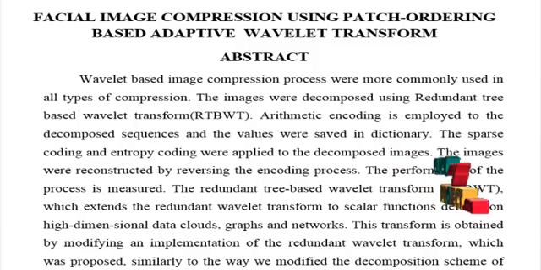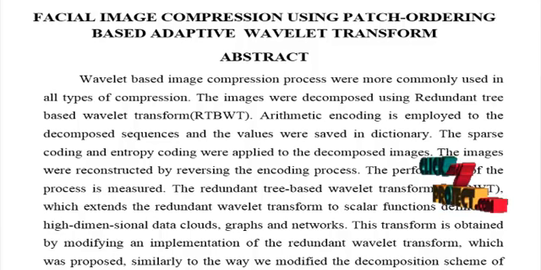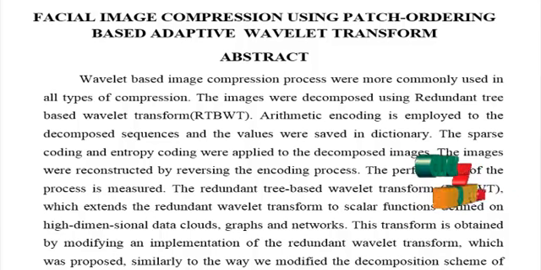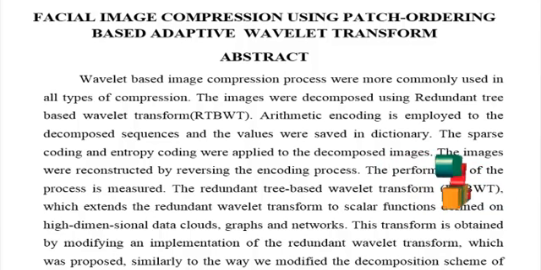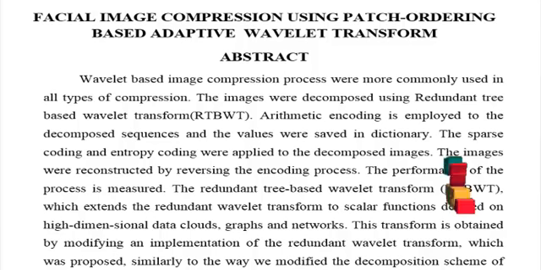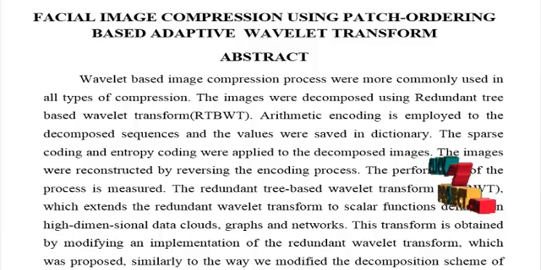The transformation is obtained by modifying and implementing the redundant wavelet transform, similar to the way we modified the decomposition scheme of the orthogonal transform. This implementation employs a filter bank decomposition scheme similar to the orthogonal discrete wavelet transformation. However, in each level of this scheme, none of the coefficients are discarded. We add in each decomposition level operators that reorder the approximation coefficients.